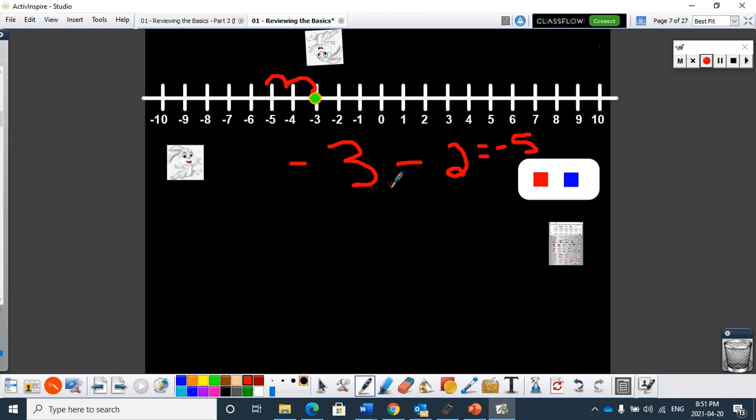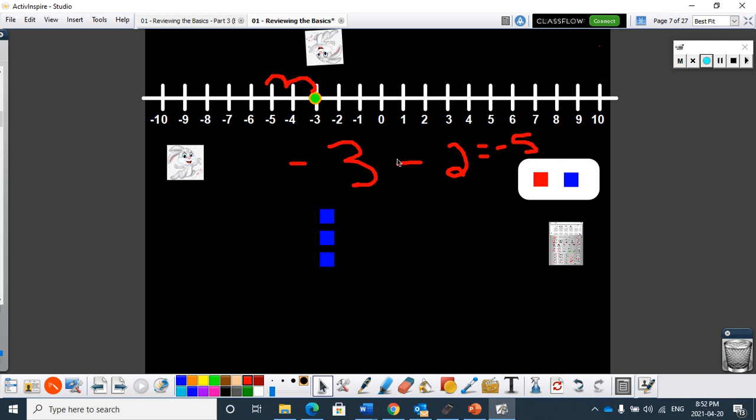Okay, the tile explanation. Hold on to your hat. This is difficult. -3. So I start with -3. Doesn't start off very hard there. -3. But then it says take away 2, and it means take away 2 red tiles. It says take away 2. It doesn't say take away 2 negative tiles. It says take away 2, which is positive tiles. And there's no positive tiles to take away. And that causes you a big problem when it comes to tiles.